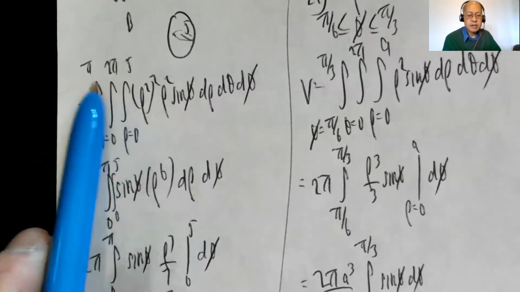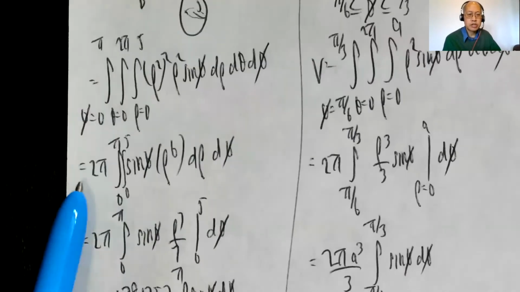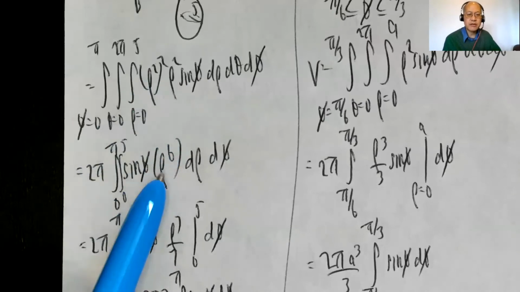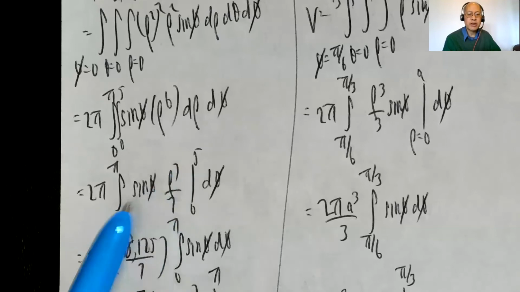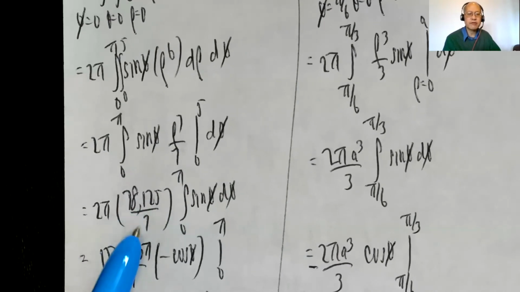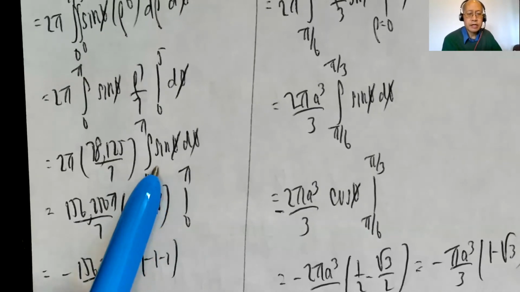Okay, these are only constants. Theta is not involved, which happens a lot for these kind of problems. So just take out the length of the theta interval, which is 2 pi. You end up with rho to the 6th sine phi. So rho to the 7th over 7 sine phi from 0 to 5. Plug in 0, you get 0. Plug in 5, you get 78,125 over 7. Take that out, 2 pi, and you're integrating sine of phi.